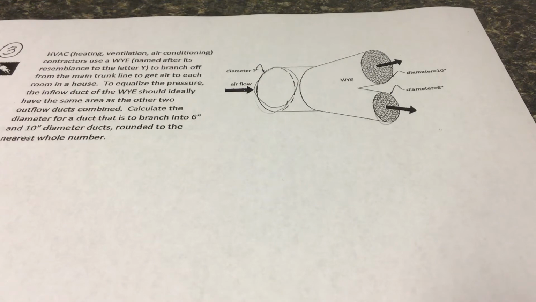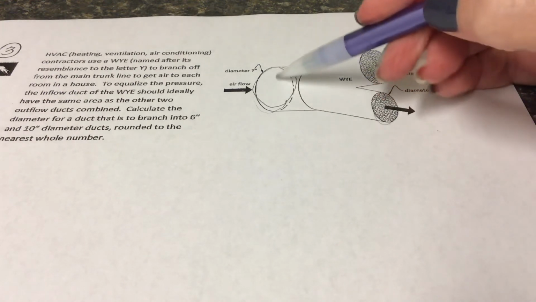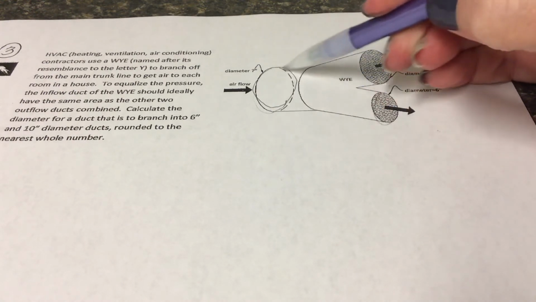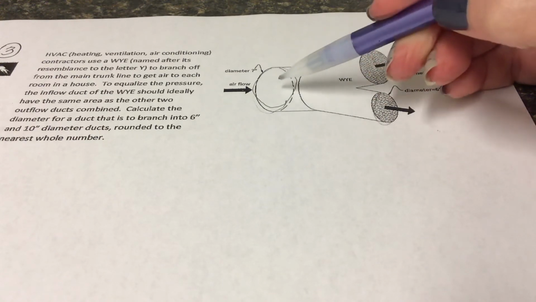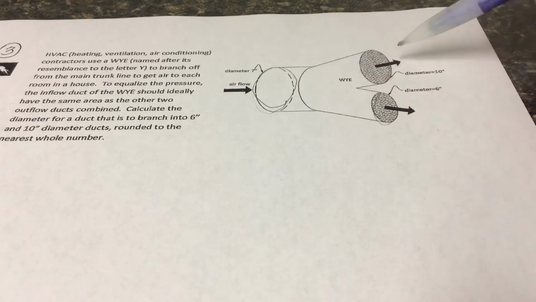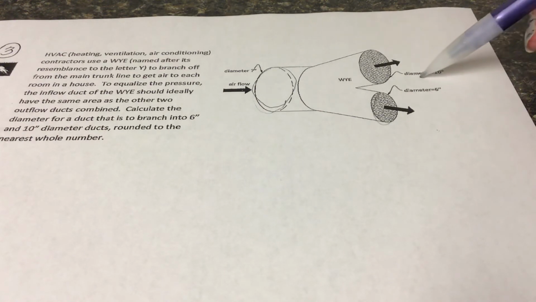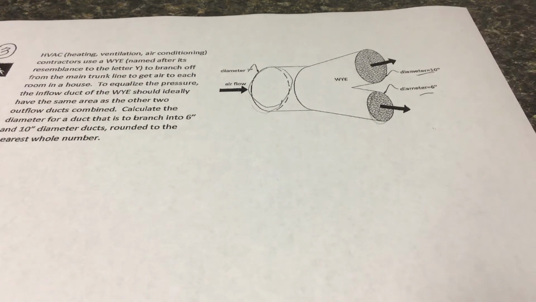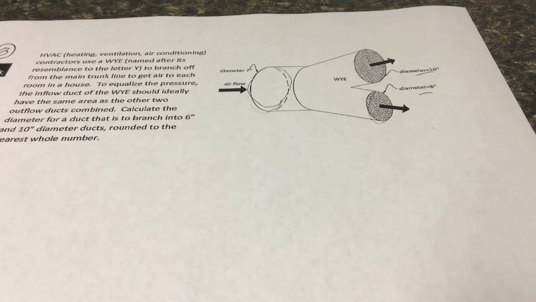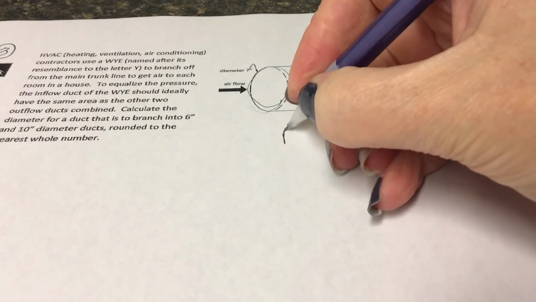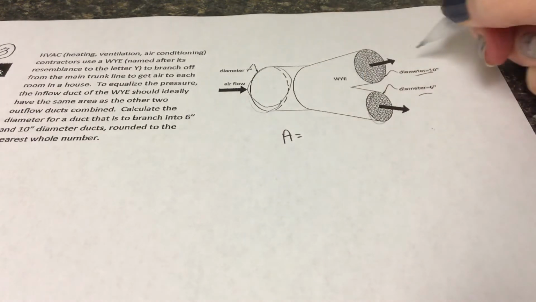All right, so our question is, how big do we need to make this piece right here? What's the diameter of this so that it will have the same area as these two put together? The only thing that we know right now are the diameters of these two Y pieces. So let's see if we can find the area of those two Y pieces.